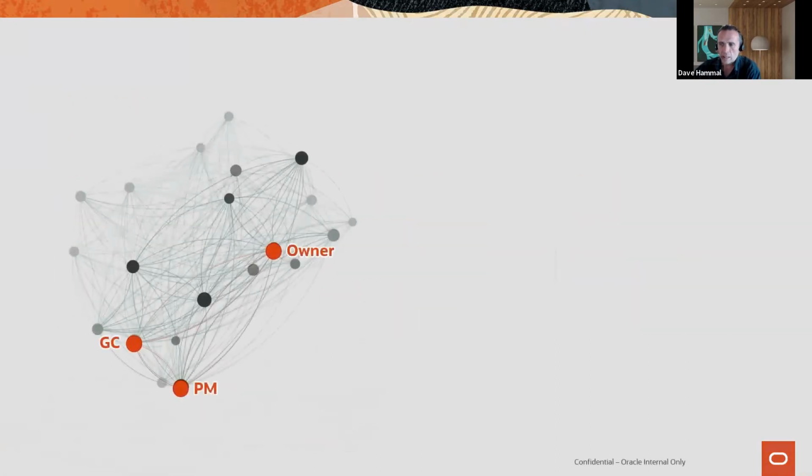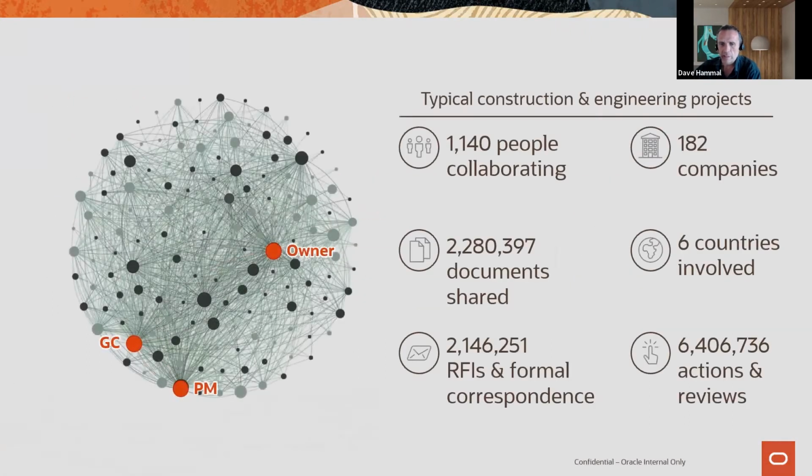One of the things that I want to mention and how it kind of feeds into the product and how it's a little bit different to some of the older products is this whole idea of collaboration and the size and scale of projects. So this is some data that we have through our Oracle Aconex solution. This is data for a typical construction and engineering project. You can see you've got more than 1,000 users from not far off 200 companies across 6 different countries, all involved.